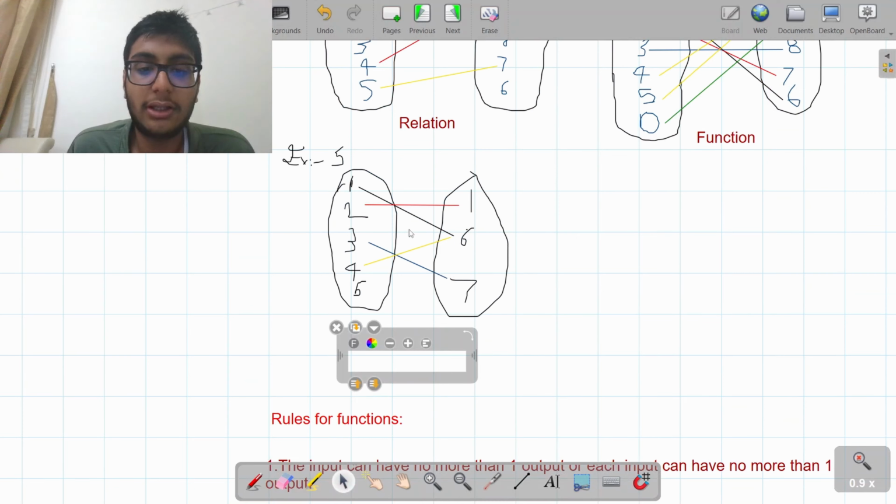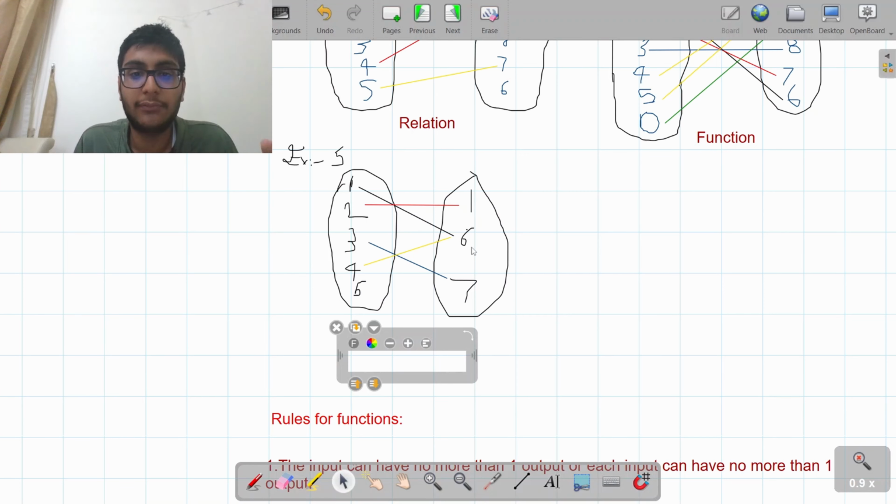Last and not the least example, 1 is connected to 6, 2 is connected to 1, 3 is connected to 7, 4 is connected to 6. But 5, being an input, isn't connected to any output. And the thing is, it's reasonable too. Look, you can have no output without an input. For example, you can't just have some cake without putting any ingredients within it.